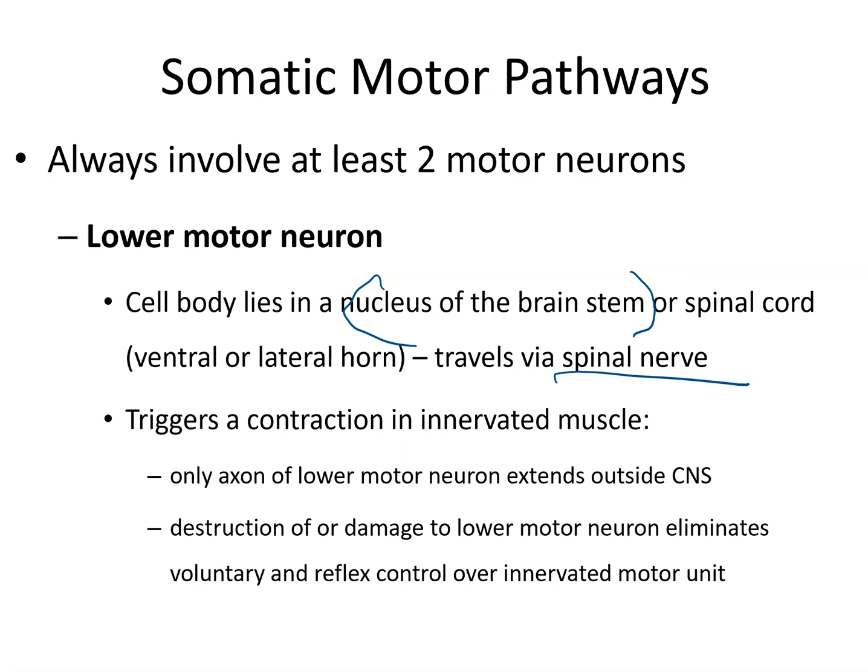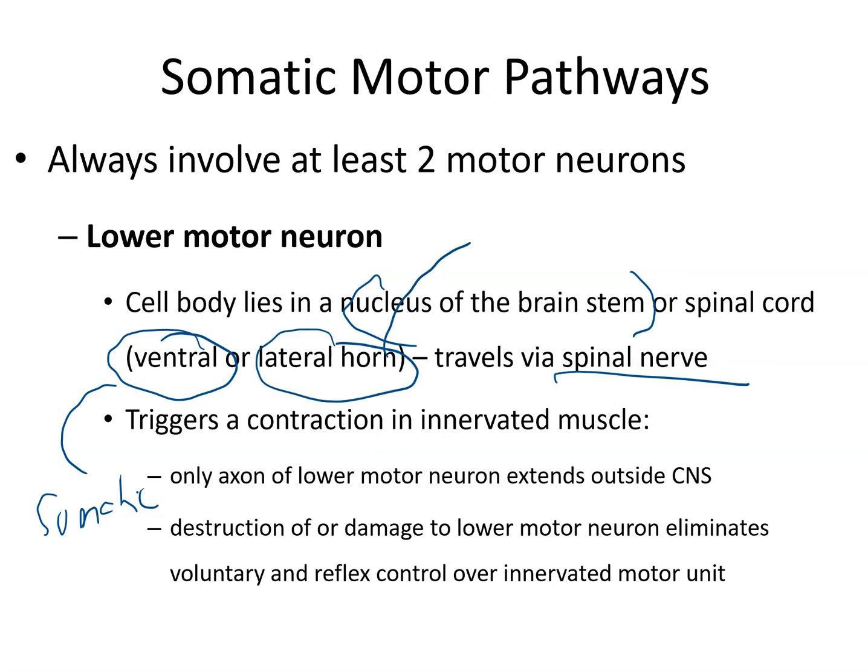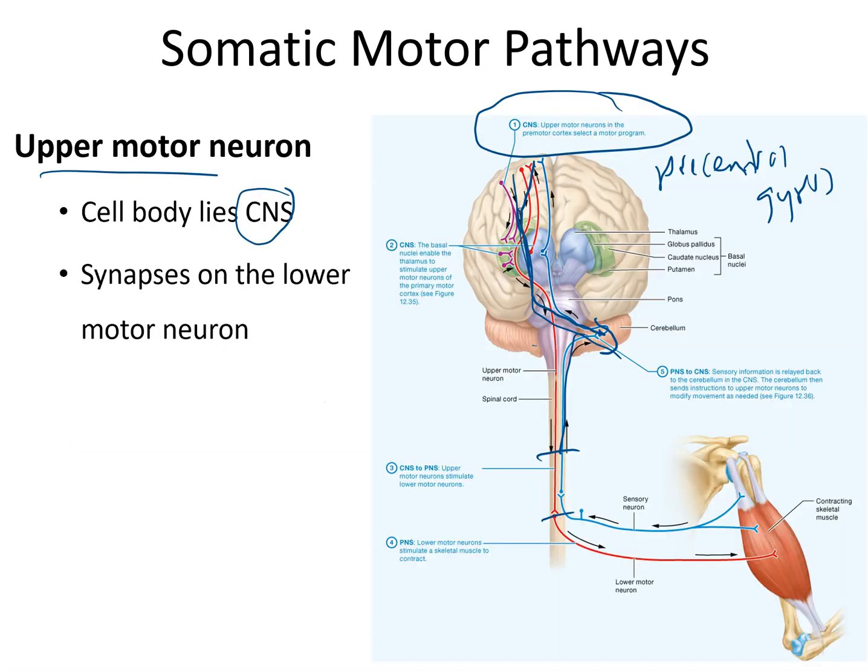Now remember, if it goes to the ventral horn, those are our somatic motor neurons going out to skeletal muscle. If it goes to a lateral horn, then those are the ones that are involved with your autonomic nervous system, going out to your cardiac muscle and smooth muscle, etc. So we know that the axon of the lower motor neuron is what comes out of the CNS.